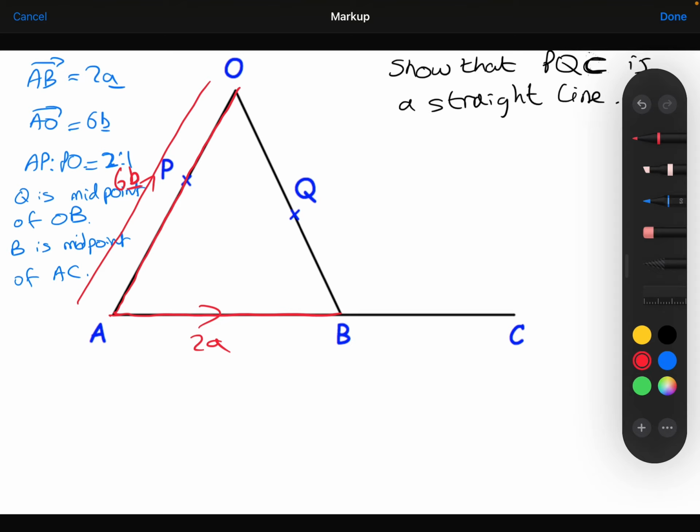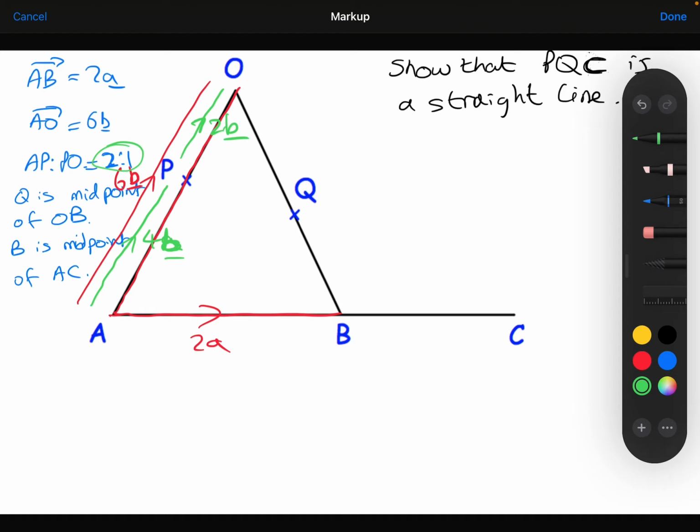I've also been told that AP is 2 parts and PO is 1 part, which means that this is 2/3 of the 6b. So if I split that 6b into 2/3, I get 4b, not a, 4b. And then this vector here will be 2b. I'm just splitting that vector 6b into the ratio of 2 to 1. So 4b and 2b.